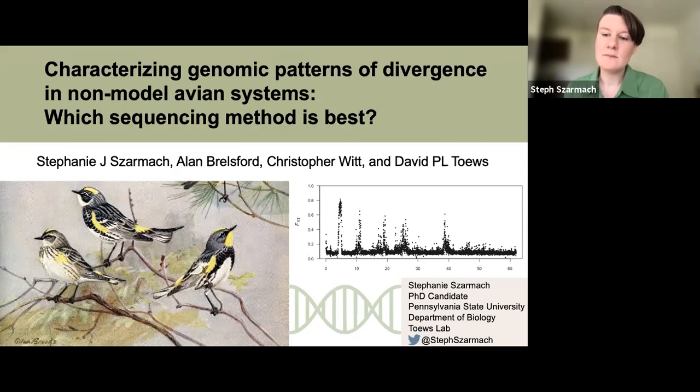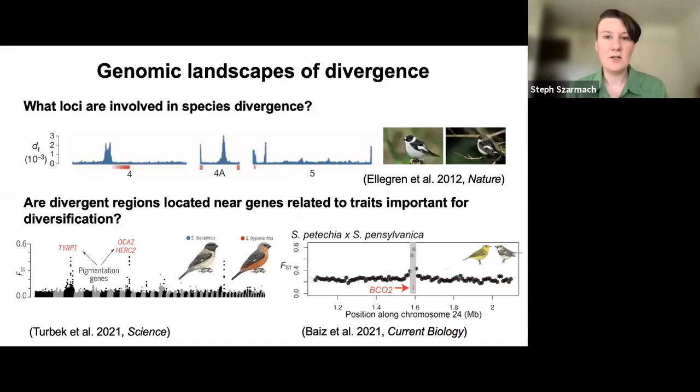In this talk, I'm going to be sharing the results of a study where we compared genomic landscapes of divergence generated using 3 generations of data from the same study system, the yellow-rumped warblers. When we say genomic landscapes of divergence, what we mean is how genetic differentiation varies across the genome when we're comparing 2 species or populations. Identifying genomic regions that are highly divergent between closely related species can help us to understand what loci may play an important role in the speciation process.